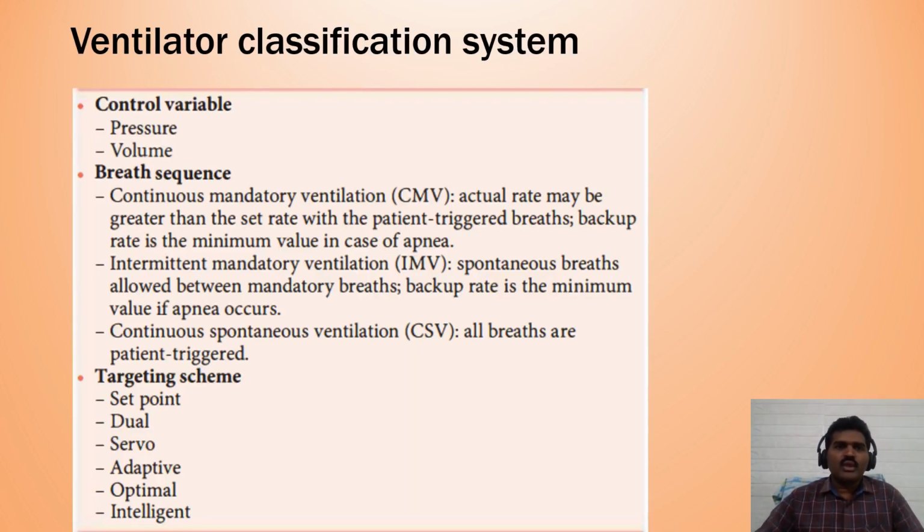So the control variable can be pressure or volume. Breath sequence can be continuous mandatory ventilation, where the actual rate may be greater than the set rate, with patient-triggered breaths. Backup rate is the minimum value in case of apnea. Intermittent mandatory ventilation is the most commonly used method of ventilation. Spontaneous breaths are allowed between mandatory breaths. Backup rate is the minimum value if apnea occurs. In continuous spontaneous ventilation, the patient is completely conscious and all breaths are patient-triggered breaths. Targeting schemes used are set point, dual, servo, adaptive, optimal, and intelligent modes.